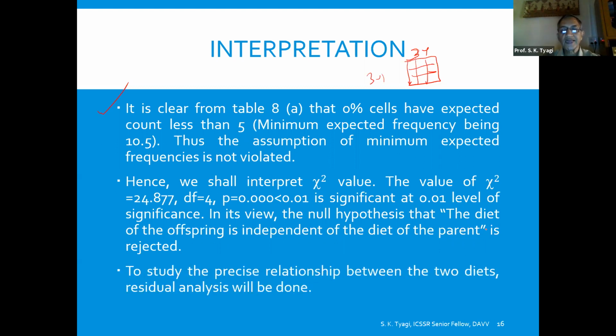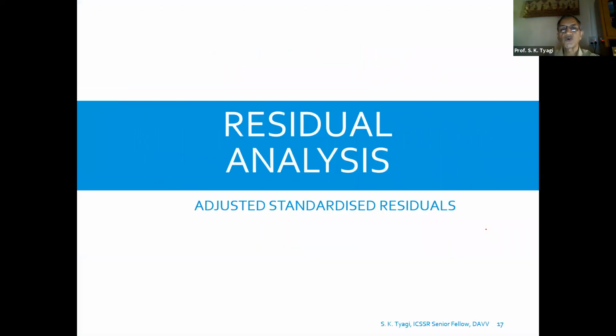Now, to study the precise relationship between the two diets. See, the overall test is giving you significant results. Therefore, you have to further probe it to find out what kind of relationship there is between these two. They are not independent, but in what way they are dependent on each other, we do not know. For this, we have to do residual analysis.